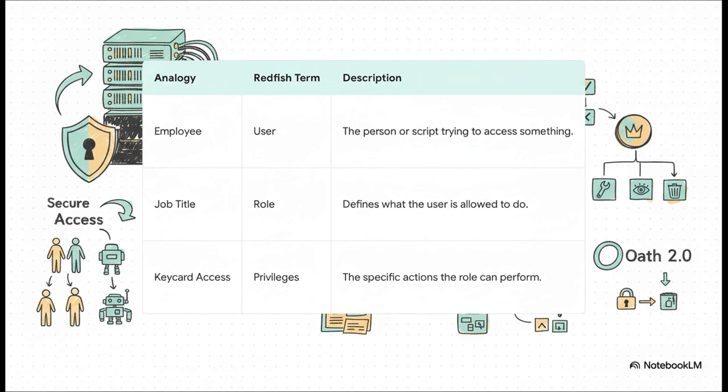Okay, this is where it all just clicks together. I love this analogy. Think about it like a key card system in a big office building. The user is just the employee. The role is their job title, like IT operator or auditor. And the privileges? Well, those are the specific doors their keycard can actually open. So your IT operator keycard opens the server room, but definitely not the CEO's office. It's that simple. The user gets a role, and that role holds all the privileges. It's clean and it's powerful.